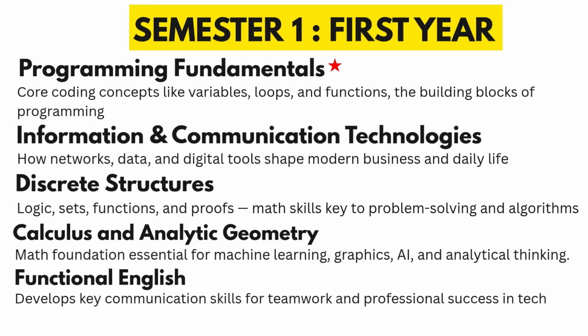And finally, functional English. Now you might be thinking, why English in a software engineering degree? But hear me out. Communication is everything. You'll need to write reports, emails, and even document your code. Strong English skills make you a better team player and professional. Altogether, this semester adds up to 16 credit hours and sets you up for the exciting road ahead.